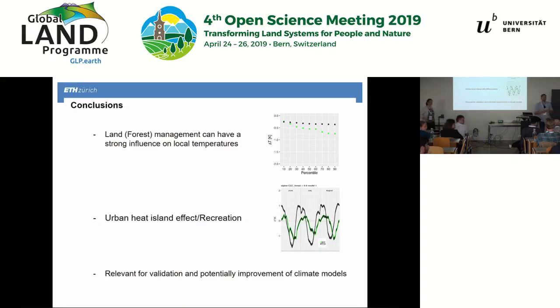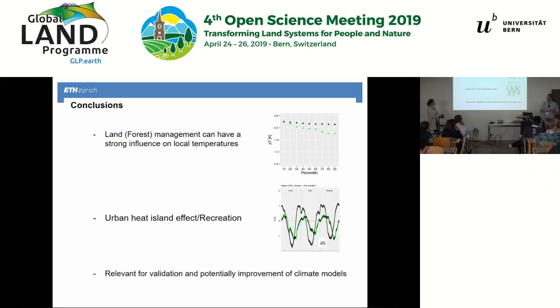So with the method you used, can it be applicable in other ecosystems, like in dryland areas? Yeah, I think there are some studies that look also at global scale at the effects of land use and land cover changes, which may be interesting for you. I can later on mention them to you. We rather looked at the forest management.